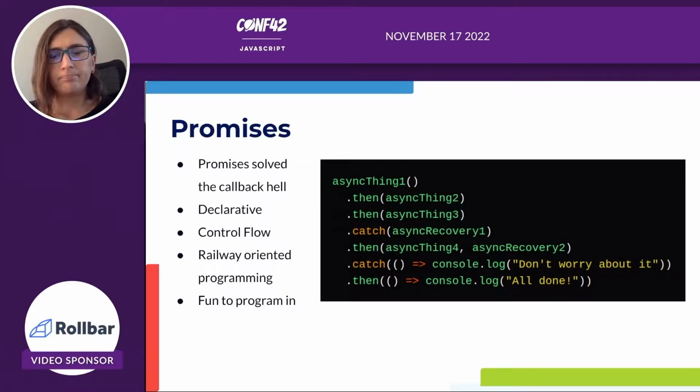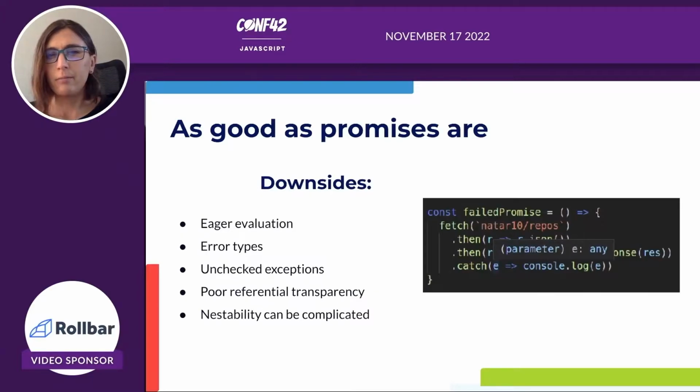But as good as promises are, there are some things that can be better, and some others that we might forget to handle, or things that happen without the developer knowing. That can cause errors in our applications. For example, eager evaluation, error types, unchecked exceptions, and others. We're going to be checking more of this in the demo.